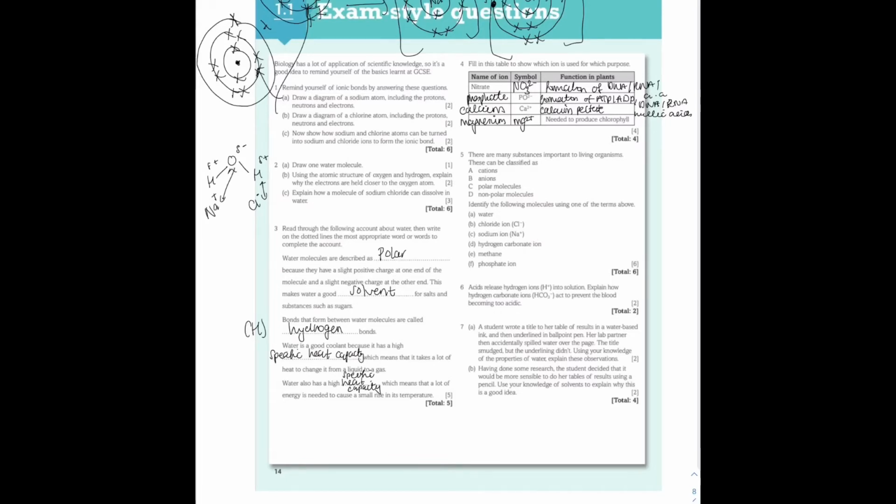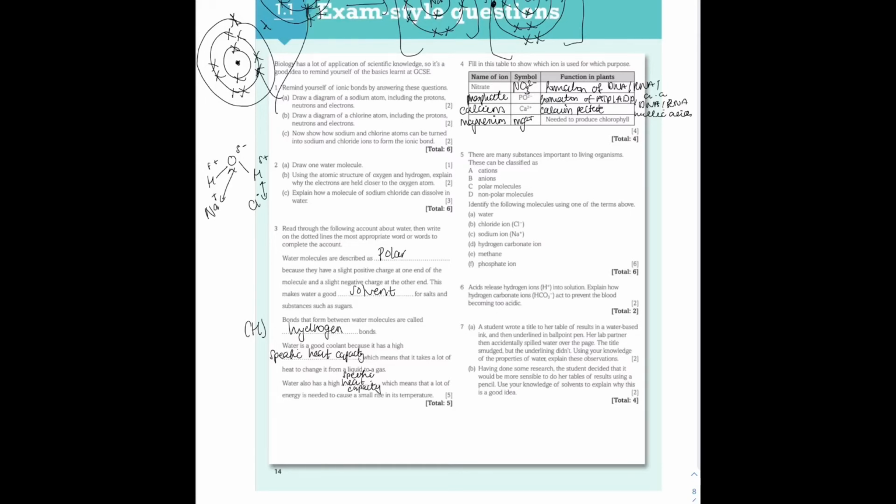There are many substances important to living organisms. These can be classified as cations, anions, polar molecules, non-polar molecules. Identify the following molecules using one of the terms above. Again, this won't come up in the exam. It's just generally testing you.